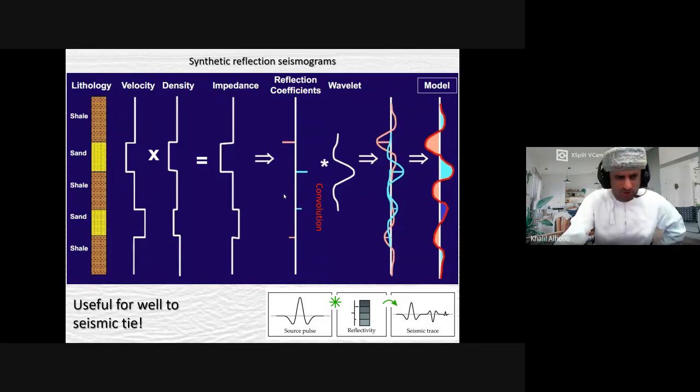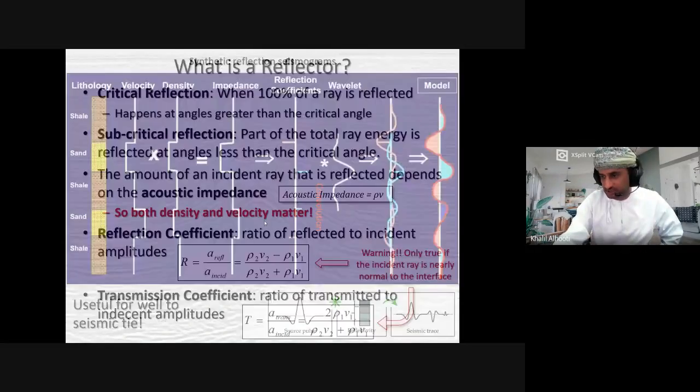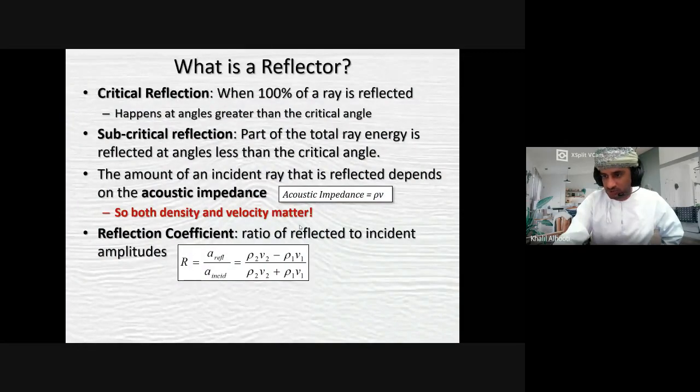The only thing you don't usually know is this source function, or source pulse. You try to make it similar to what you think was used during the seismic acquisition. What was the source function of your real source, whether it's Vibroseis or dynamite? You generate your reflection coefficient, convolve it with the source, and get your trace. Then you compare this one with the seismic traces, with what you see, for example, here.